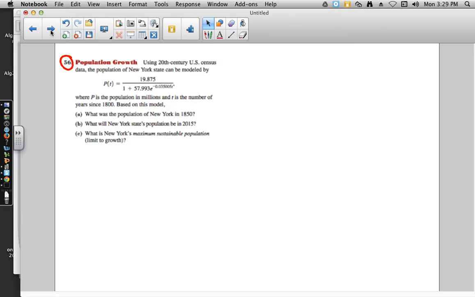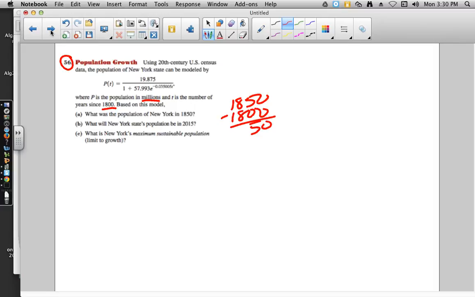56, it says, using 20th century U.S. Census data, the population of New York State can be modeled by our nice little logistical equation right here. And it says P is population in millions, and T is the number of years since 1800. Based on this model, what was the population of New York in 1850? Well, 1850 minus 1800 is 50.